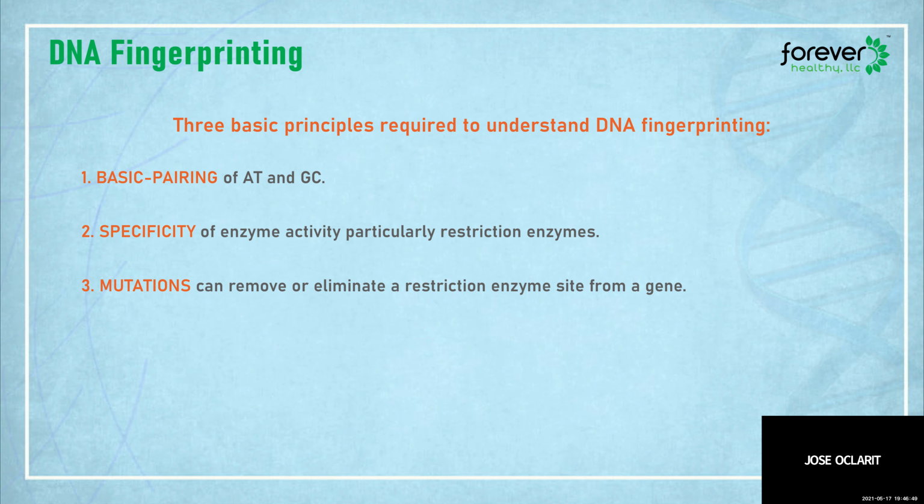Genetic engineering or cloning is used in DNA fingerprinting. It used to be that we were identified through our fingerprint, but nowadays you can be identified through your DNA fingerprint. How is DNA fingerprinting done? There are three basic principles required to understand fingerprinting. First of all, the ATGC pairing: A pairs with T, G pairs with C.